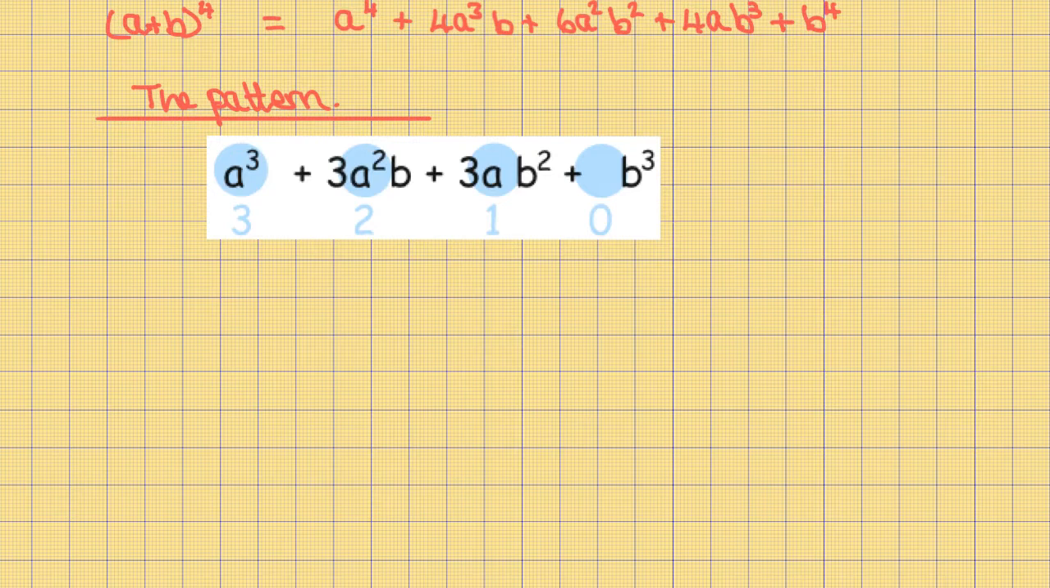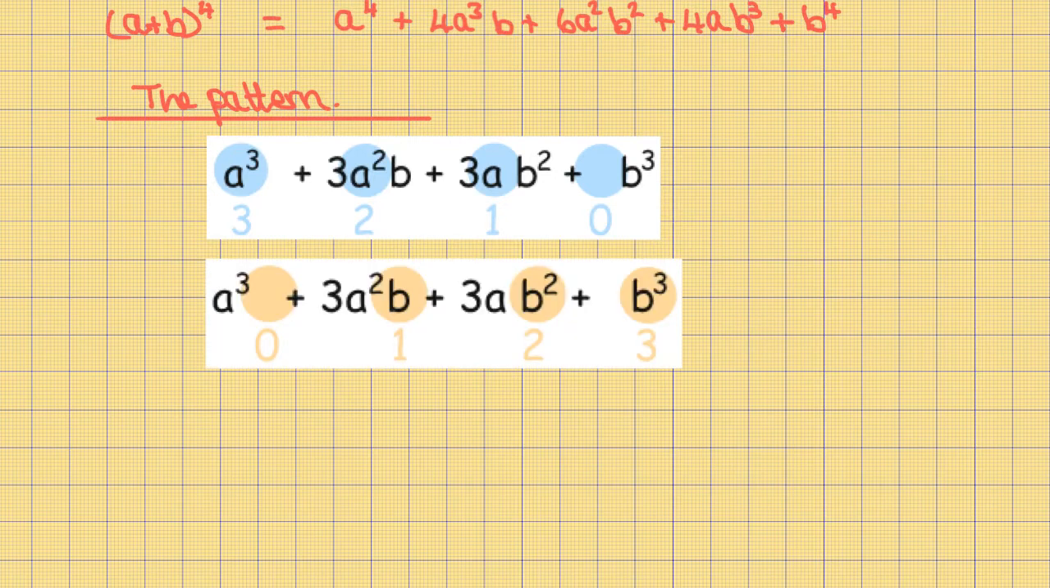This is the expansion for a plus b cubed. We notice that the powers of a start at a cubed, then go to a squared, then go to a to the power of 1, and then go to a to the power of 0. We don't write a to the power of 0 because we know it is 1. The powers of a are in descending order, starting at 3 and finishing at 0.